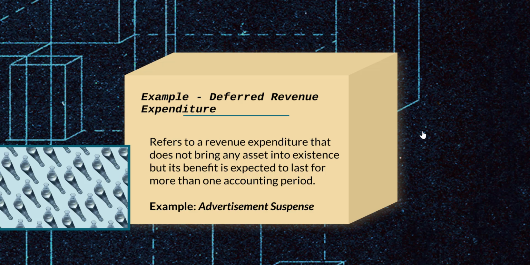This does not bring any asset into existence, but since it's a revenue expenditure whose benefit will last for more than one accounting period, the amount of the revenue expenditure which has not yet been charged to P&L account will appear as an asset in the balance sheet. It is not really an asset and that is why it's referred to as fictitious asset. So the example for fictitious asset which we will often see in partnership accounts is for deferred revenue expenditure or advertisement suspense.